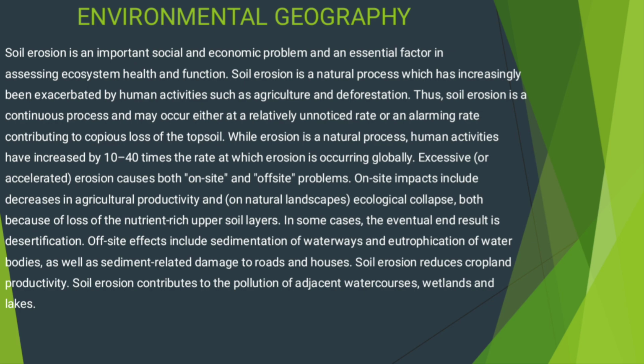So off-site effects include sedimentation of waterways and eutrophication of water bodies, as well as sedimentation-related damage to roads and houses. Soil erosion also reduces cropland productivity. Also, soil erosion contributes to pollution of adjacent water courses, wetlands, and lakes.